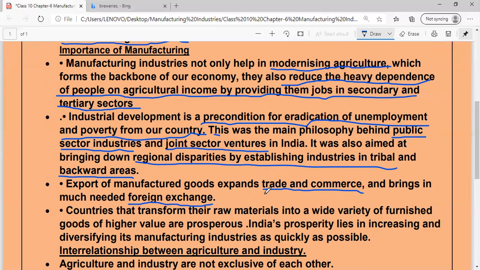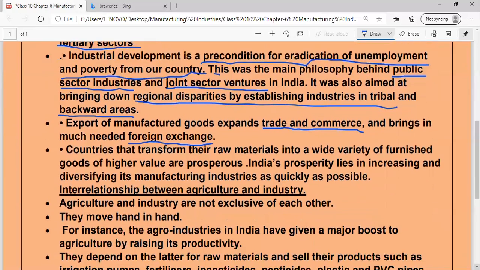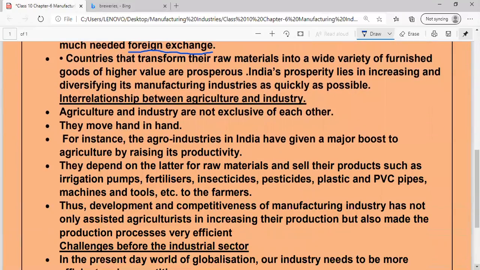Okay, so these 4 points are coming. And what is manufacturing? Importance of manufacturing. So very important. Now, interrelationship between agriculture and industry. Actually, how agriculture and industry are interrelated, or how they are depending on each other. So agriculture and industry are not exclusive of each other. Exclusive means they cannot remain alone. They move hand in hand.